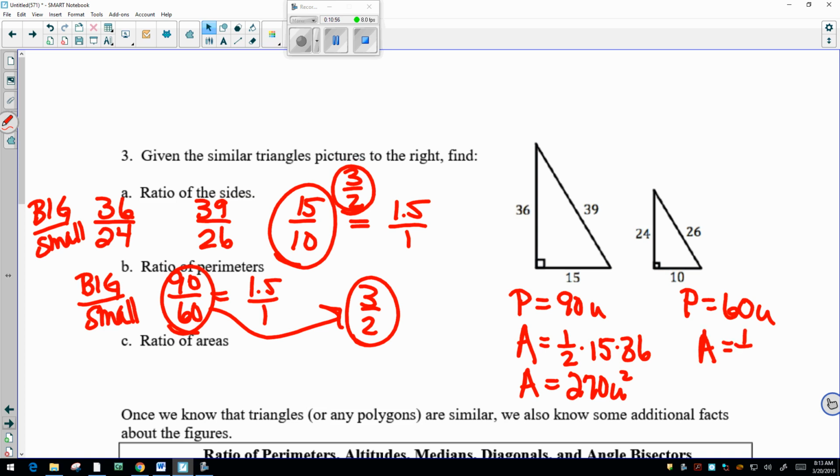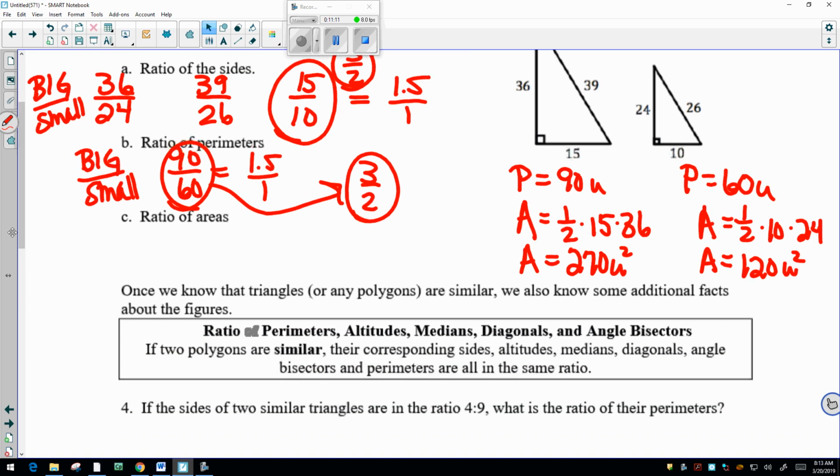Over here, same idea, we have 1/2 base times height. Base and height are 10 and 24, measured with our perpendicular line, and that's going to give us 120 units squared. So if we compare those ratios, again, we're going to do our big to small. I can see here we have a ratio of 270 over 120.